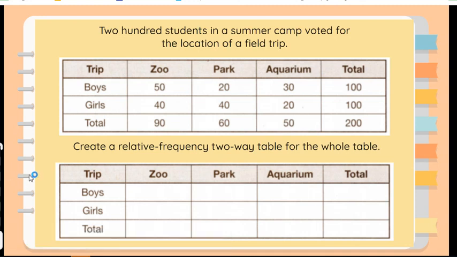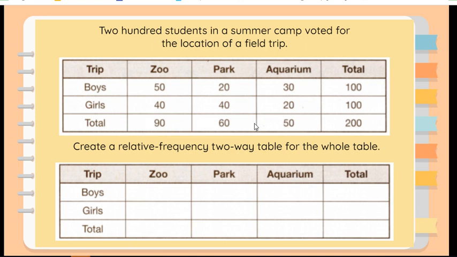The next new topic we need to talk about is when we're creating these relative frequency tables for the entire two-way table. So in this example, it says 200 students in a summer camp voted for the location of a field trip. So we've broken it down into the rows. We have boys and girls. And then for our columns, we have those that voted for the zoo, those that voted for the park, and those that voted for the aquarium.